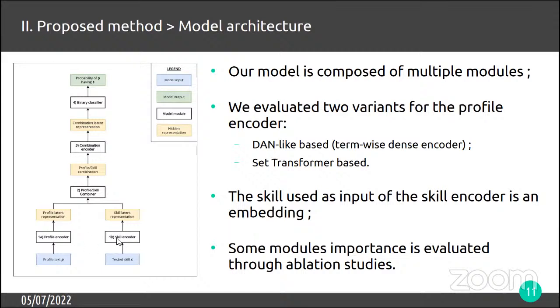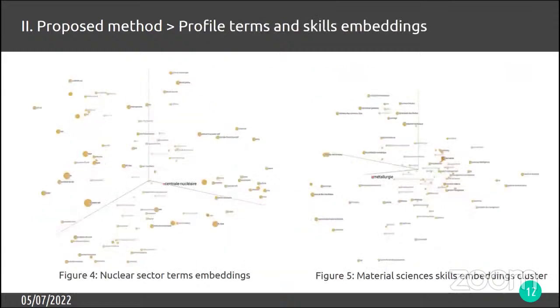The other important input is the skill to evaluate, which we represent as an embedding, so as a vector. Okay, I will try to go faster. So we combine the two latent representations, further project this representation, and then apply a binary classifier, so simply a dense layer with a sigmoid activation function, and based on the threshold, we decide whether it is positive or negative.